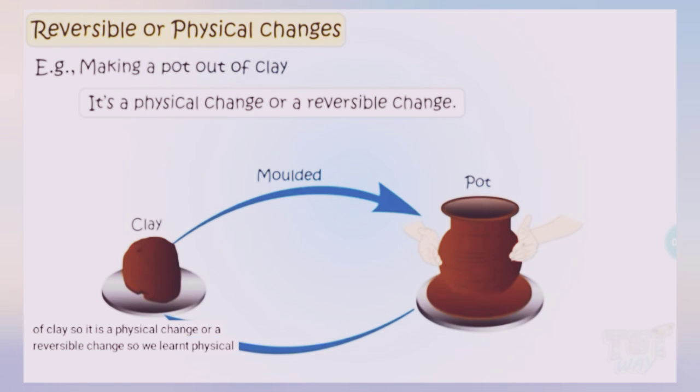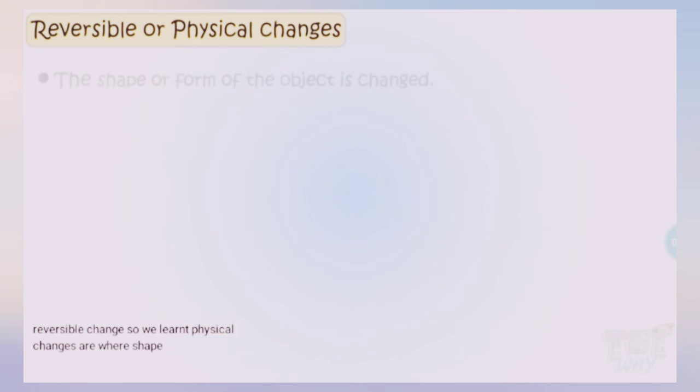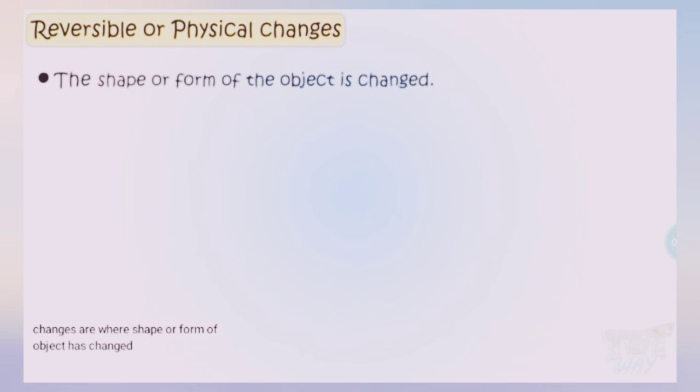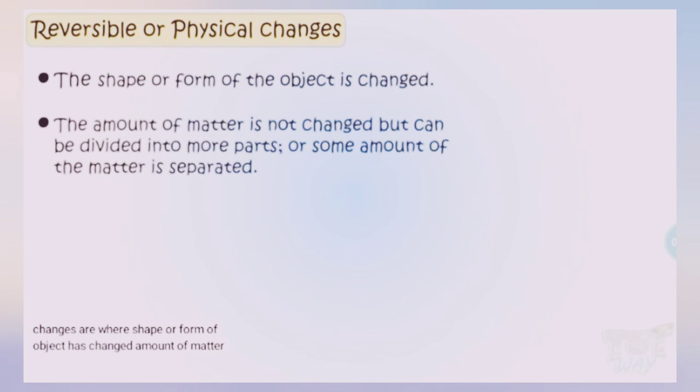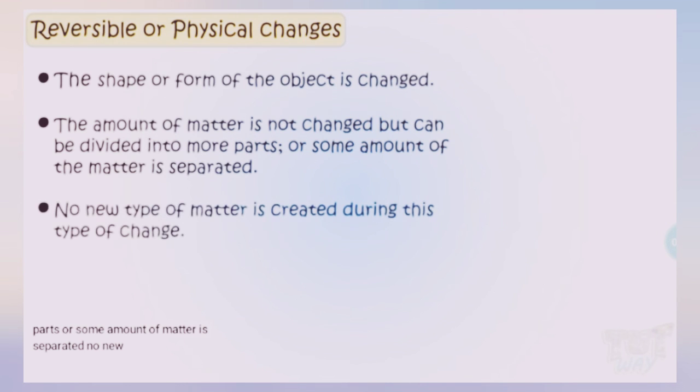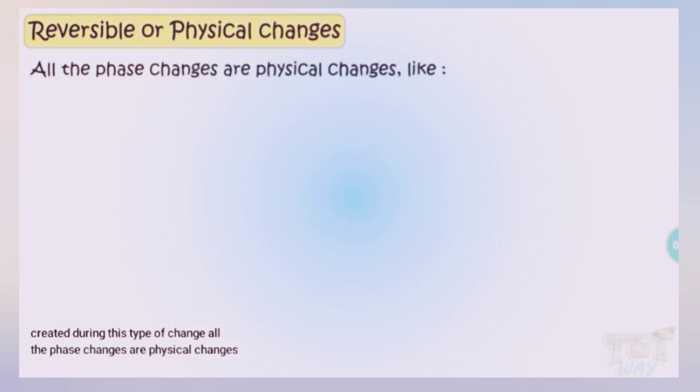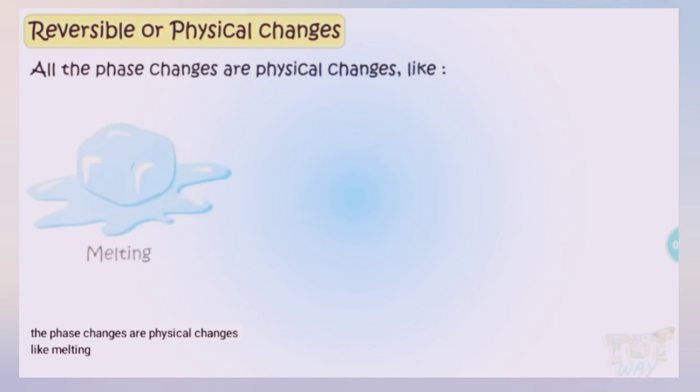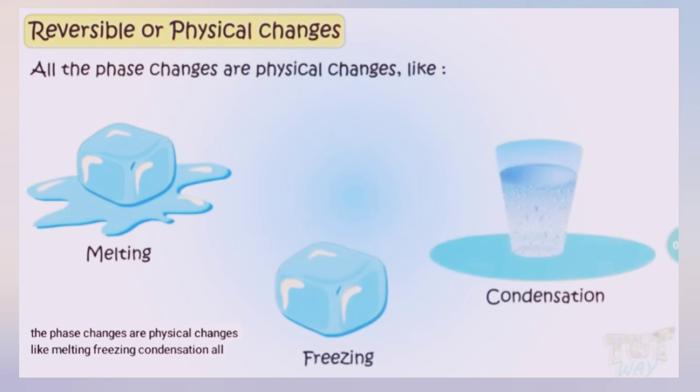So, we learned physical changes are where shape or form of object has changed. The amount of matter is not changed but can be divided into more parts or some amount of the matter is separated. No new type of matter is created during this type of change. Phase changes are physical changes like melting, freezing, condensation. All these are physical changes.